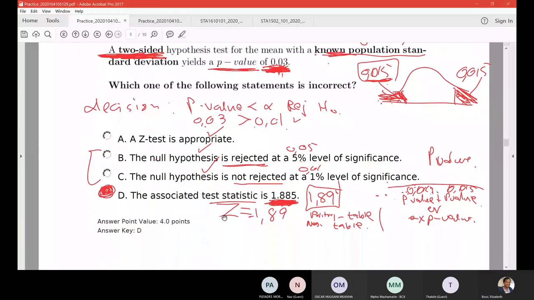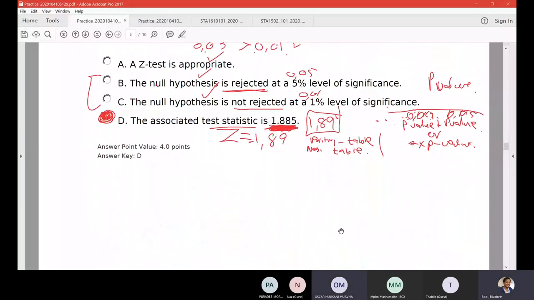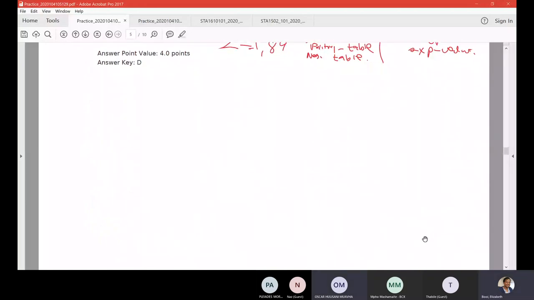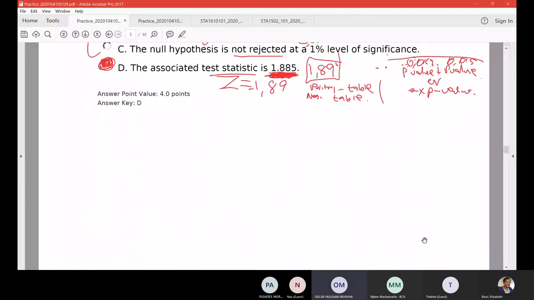Okay. Moving forward. I don't find the p-value on the table.